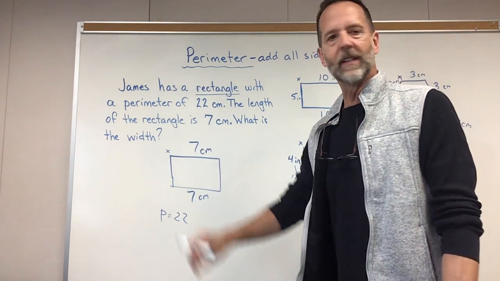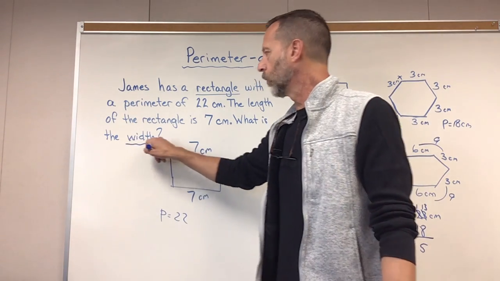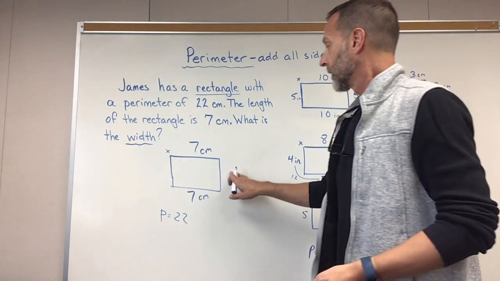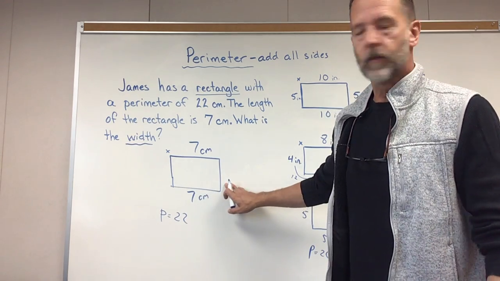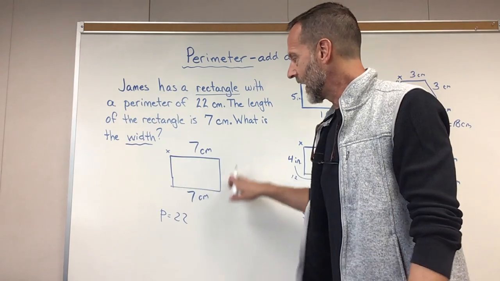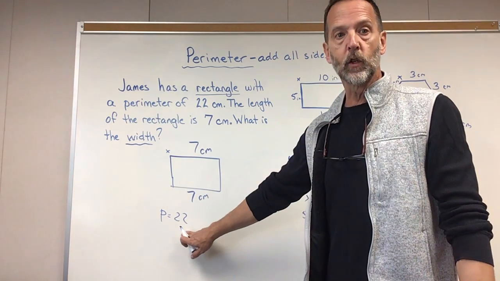Okay? What is the width? What they want to know is what's the width? That's the other side, right? Length goes one way, width goes the other. The width's going to be the other side. Okay? So, how are we going to figure that out? Well, we know if I add everything, I'm going to get 22, right?